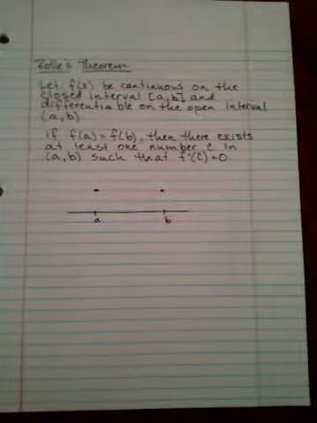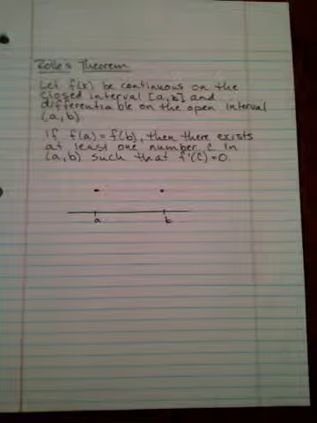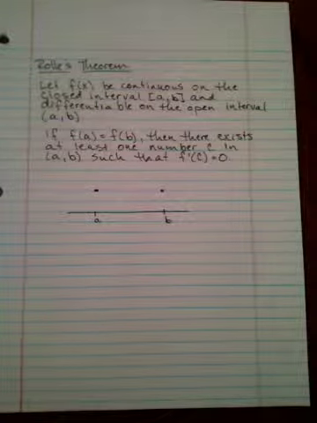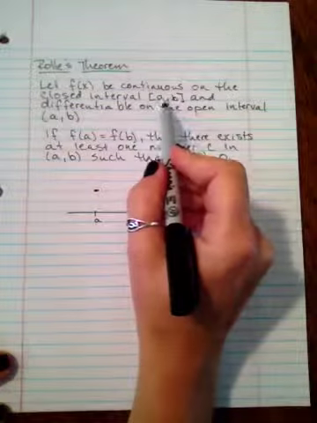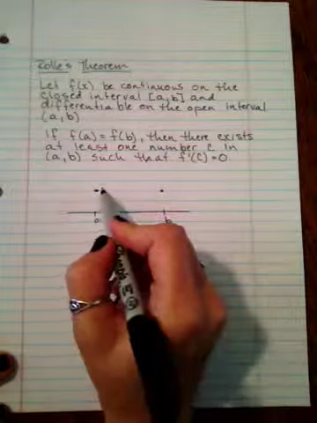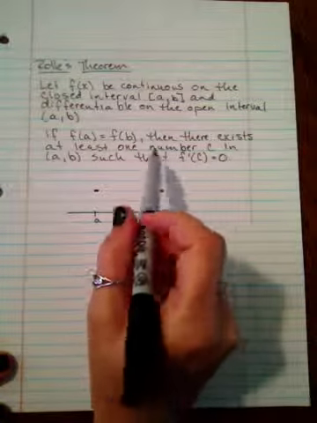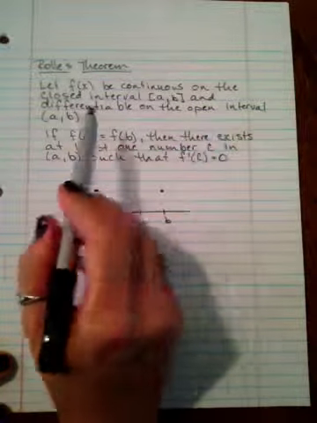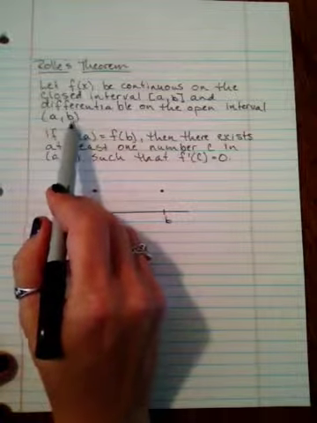Okay, so Rolle's theorem is an existence theorem, which basically just says something exists. So Rolle's theorem says let f of x be continuous on the closed interval, so we know that we're going from a solid point to a solid point, and we're going to have to fill in every point in between, and differentiable on the open interval from a to b. So you'll notice it's open here.